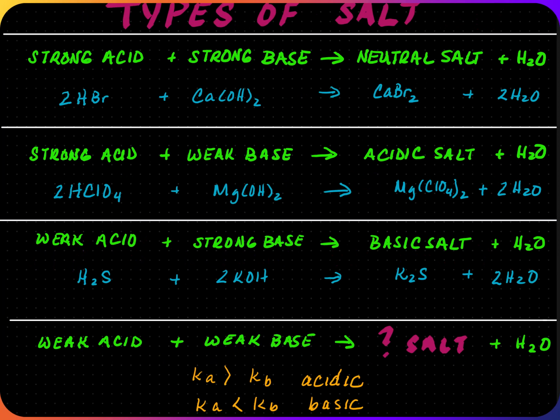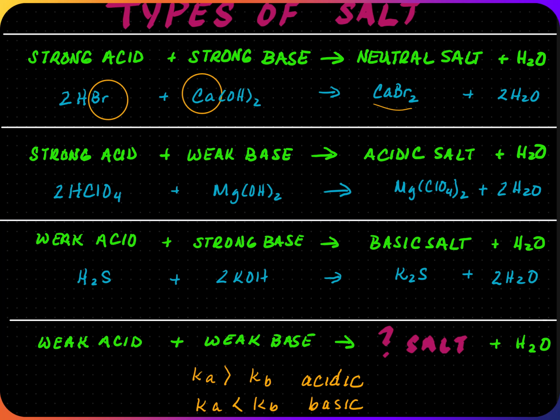There are 4 types of salts. A strong acid plus a strong base will yield a neutral salt and water. If I look at my salt, the cation is from the base and then the anion is from the acid. Since it's a strong and a strong, they cancel each other out.